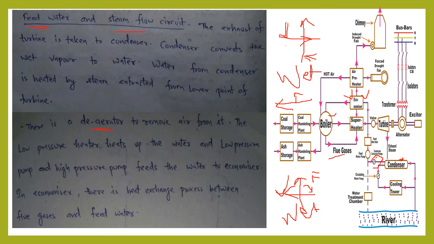Steam will pass through superheater. In superheater, there is steam, and steam is going in this direction. Flue gases will go up. There will not be direct interaction with this tube. There will be only heat exchange between the steam produced by the boiler and the hot flue gases. So steam will be heated and it will attain a temperature that is above its saturation value. So it will be superheated steam.